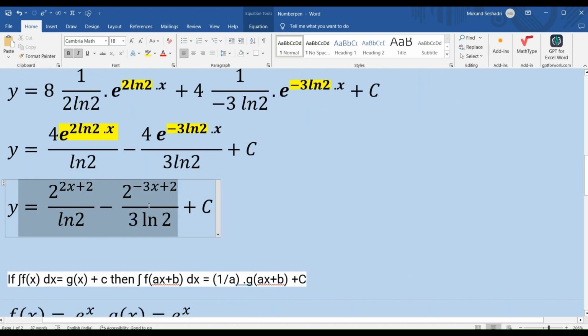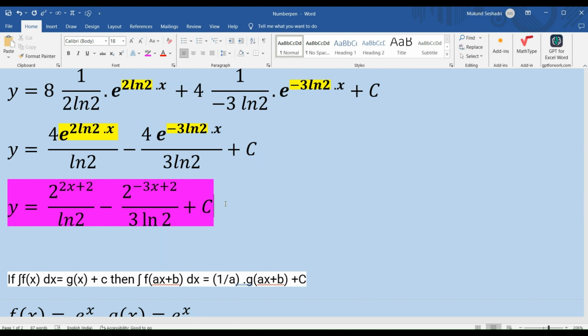So that's our final answer. So there we are. y equals 2 to the power 2x plus 2 divided by ln 2, minus 2 to the power minus 3x plus 2 divided by 3 ln 2, plus your constant c.